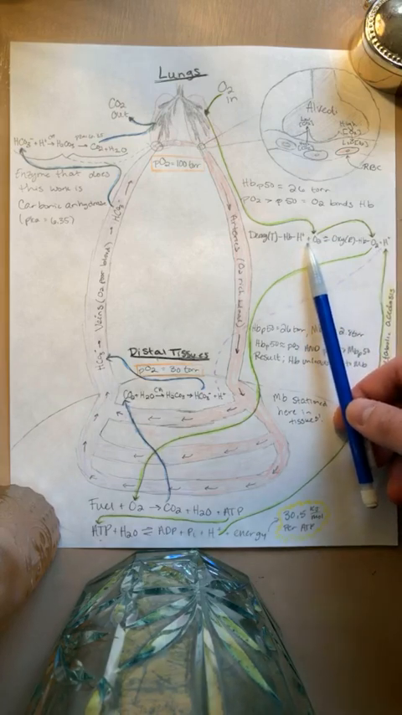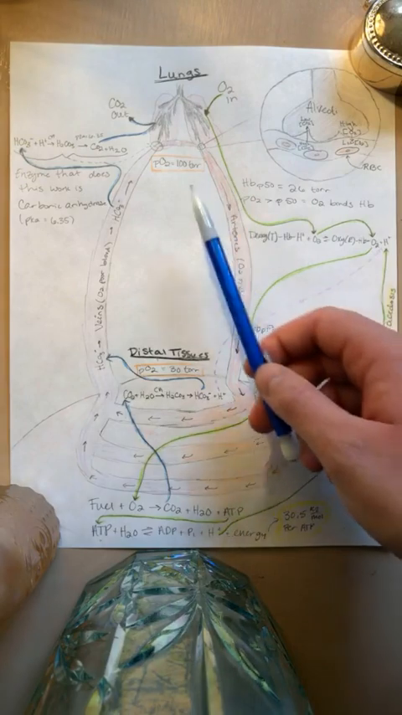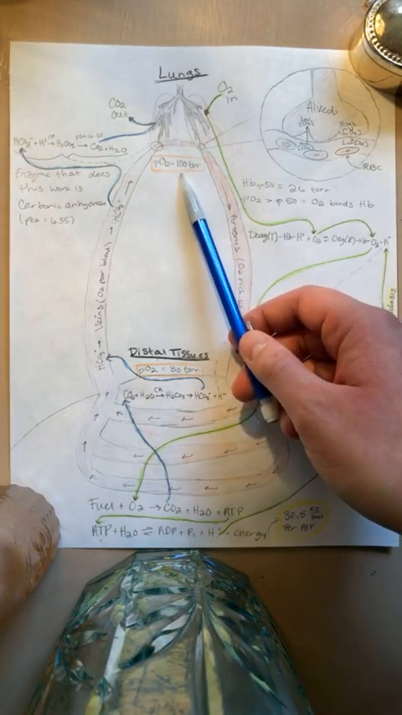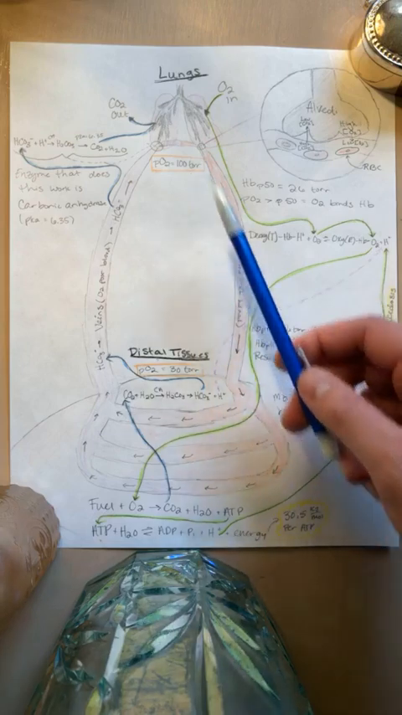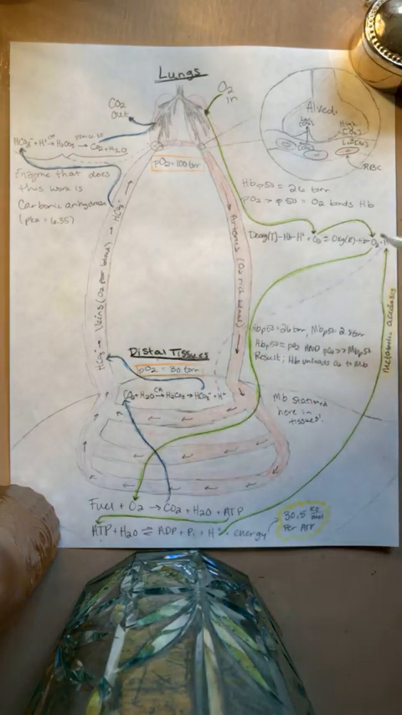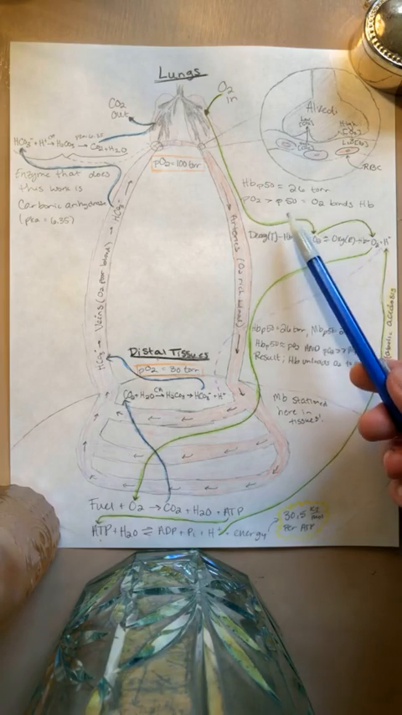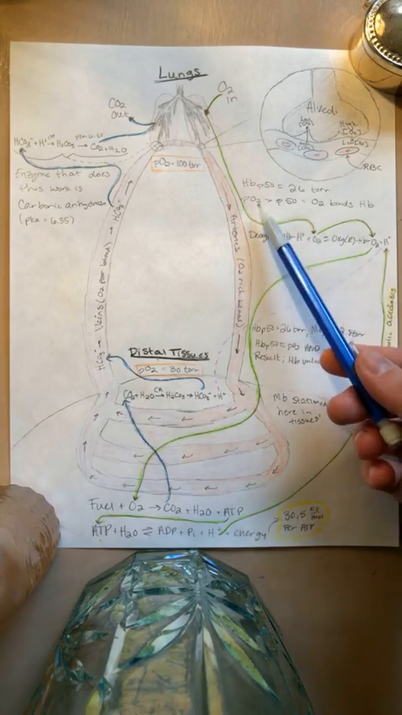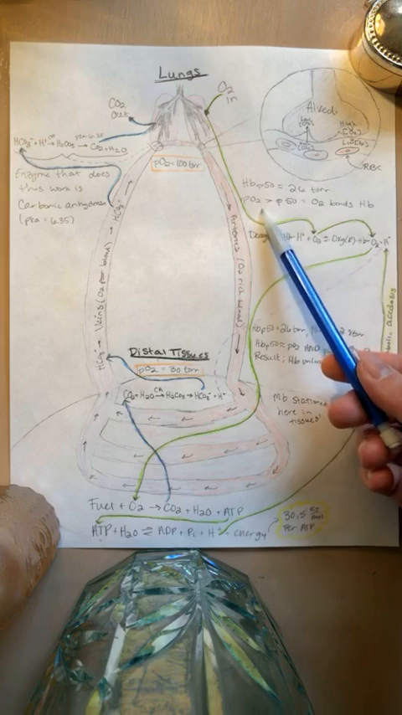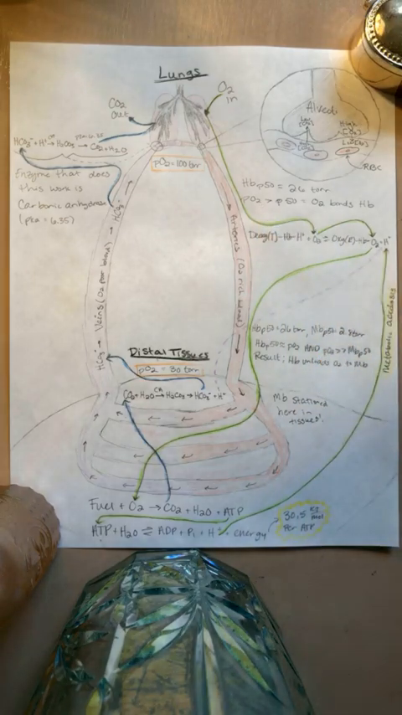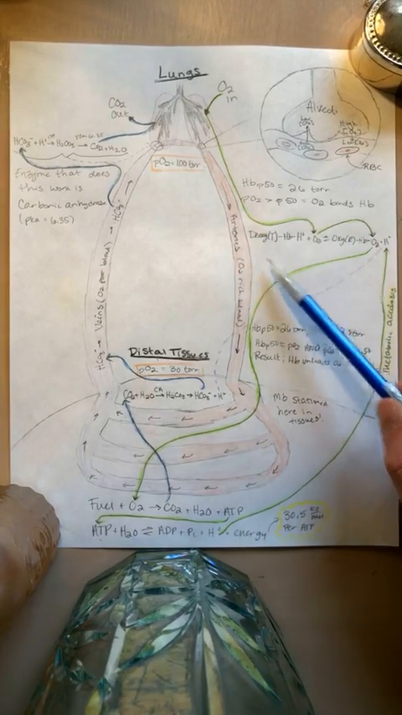And so what happens is, since the partial pressure of oxygen is so high at 100 torr in the lungs, and the P50 value of hemoglobin is 26 torr, the hemoglobin will bind oxygen because its P50 is much less than the pressure of oxygen in its environment.